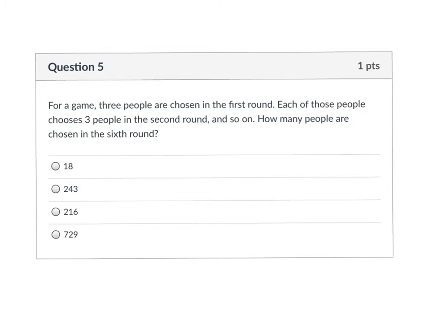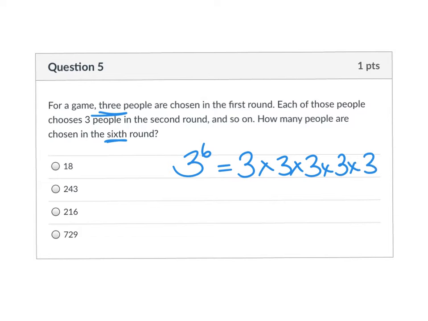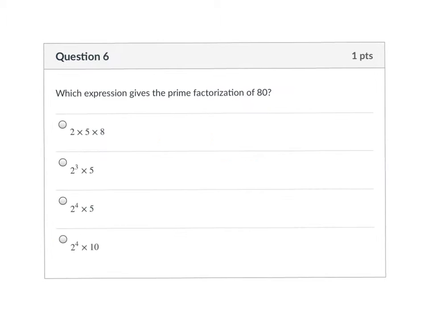For a game, 3 people are chosen in the first round. Each of those people chooses 3 people in the second round, and so on. How many people are chosen in the 6th round? So this is telling us we are going to do 3 to the 6th power, which means we have 3 times 3 times 3 times 3 times 3 times 3, so 6 3s. You can use your exponent key, or you could just key that all in, and that answer is 729 people.